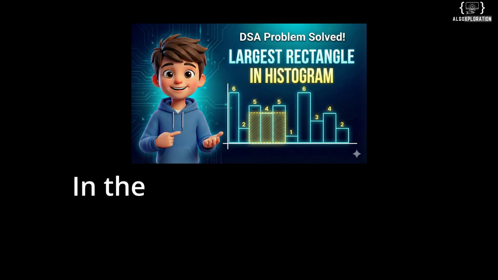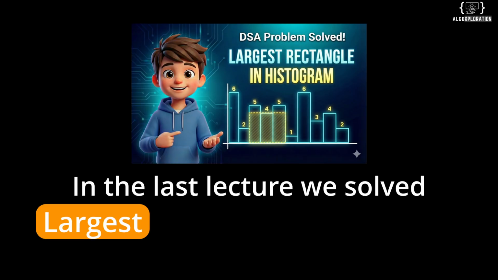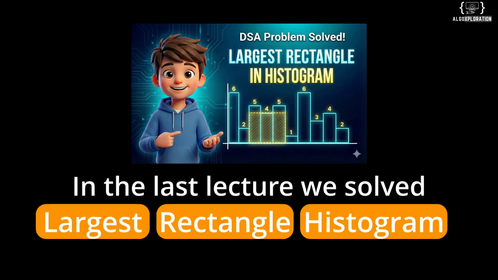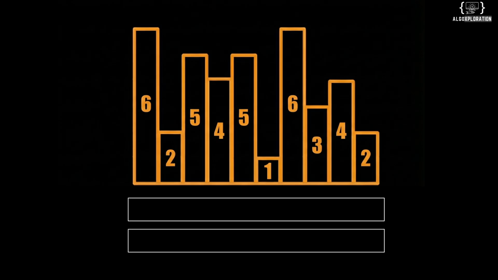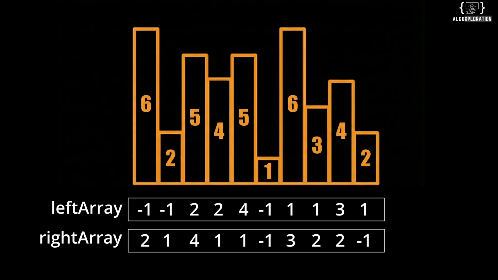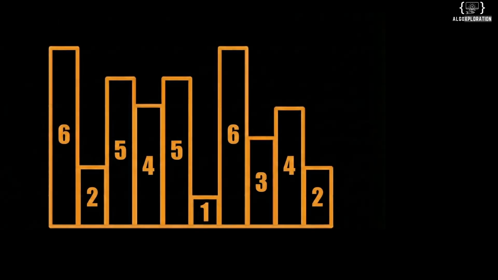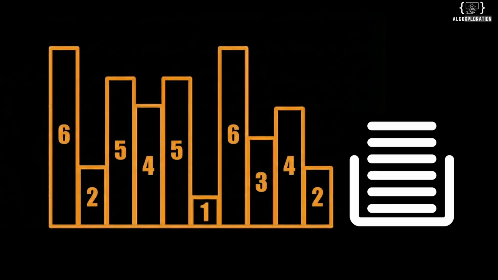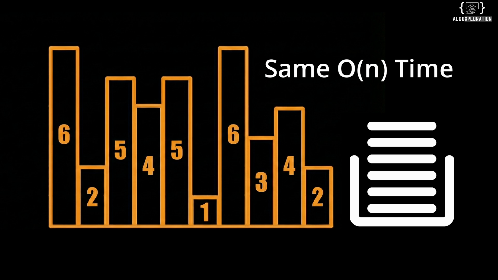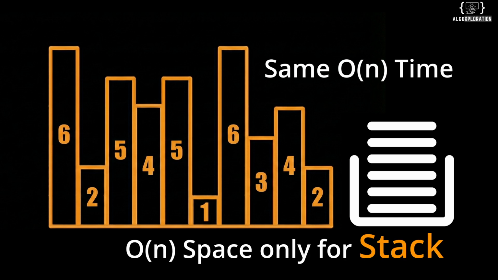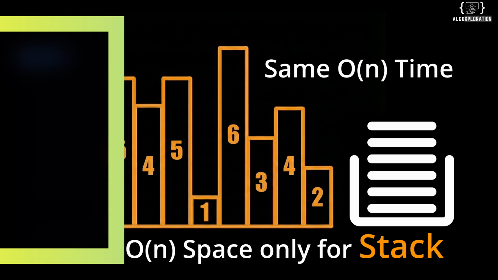So hi, in the last lecture we solved largest rectangle with order of n time, but over there we used two extra arrays, left array and right array, that take order of n space. What if I told you that we can eliminate both arrays and solve this problem just using one stack? Same order of n time, but now the order of n space becomes just the stack. So let me show you how.